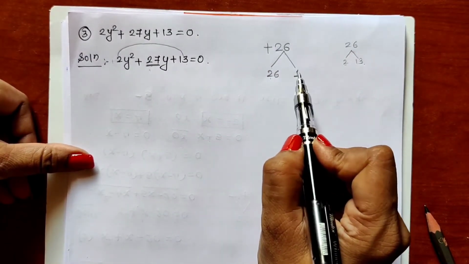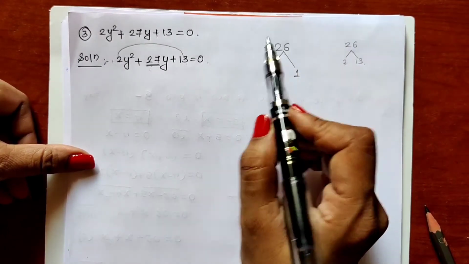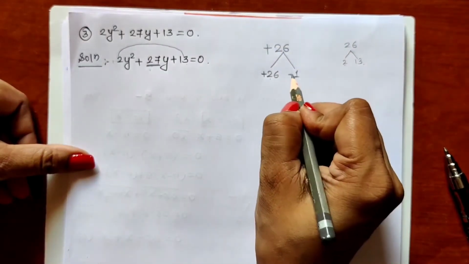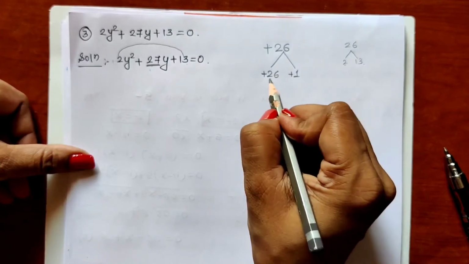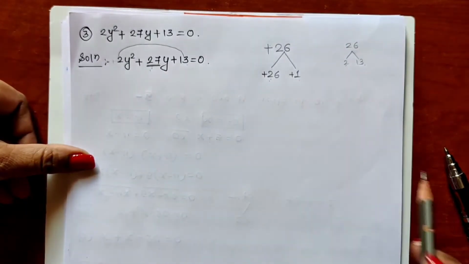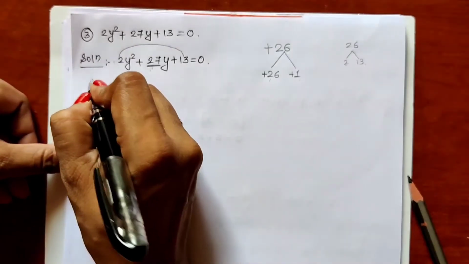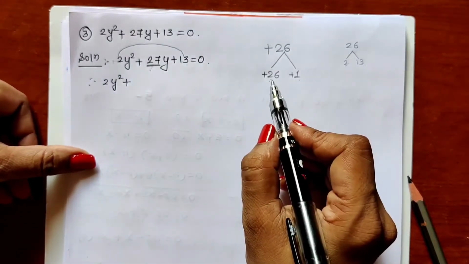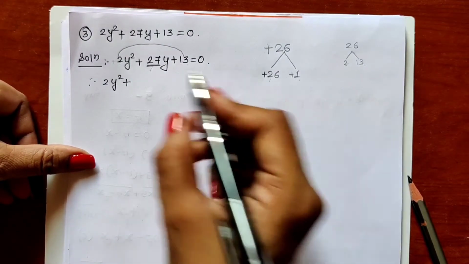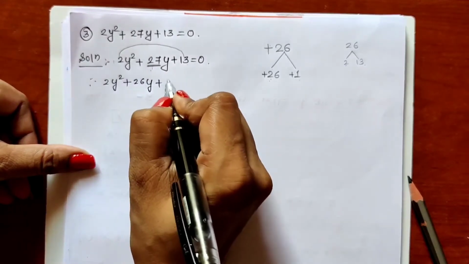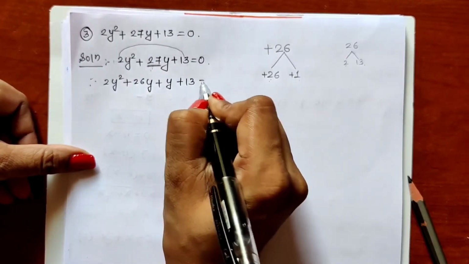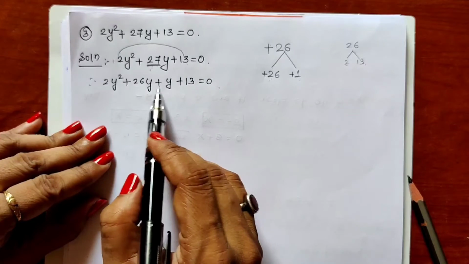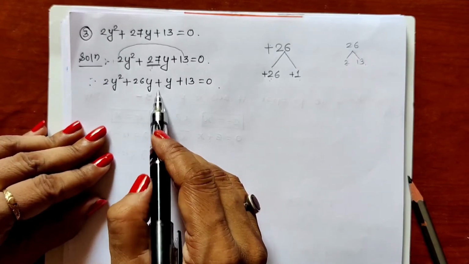Those are 26 ones are 26. Now as we are doing addition, the first sign should be given to both these factors. That means plus sign should be given to 26 as well as 1. Plus 26 plus 1 will be plus 27. So let us factorize now. 2y square plus this 27y we can split into 2 terms, that is 26y plus 1y plus 13 is equal to 0. So we have split this middle term into 2 terms, 26y plus 1y. 1 we don't write in the coefficient.